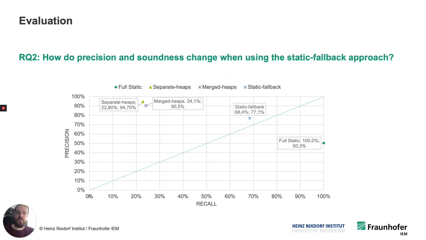Second, how do precision and soundness change when using the static fallback approach? Using the static fallback approach, where we take static pointer information for pointers that are not present in the heap snapshots, we measured a precision of about 77% and a recall of 68% with the merged heaps model of all collected snapshots. This is an increase of about 26% in precision and a decrease of about 31% in recall compared to the fully static approach. The static fallback approach thus yields a good trade-off between precision and soundness.